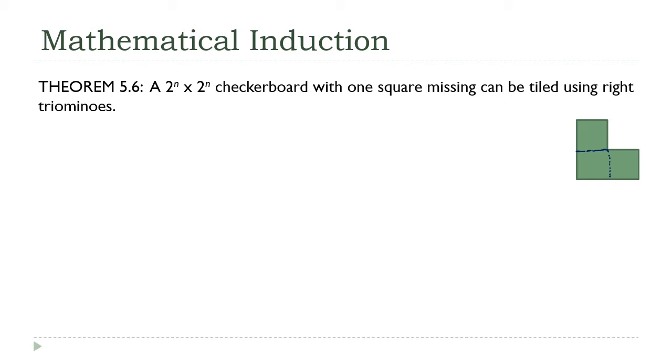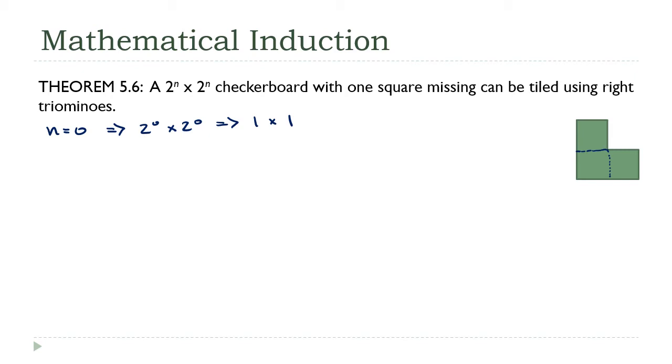Well, we have to look at our base case. So our base case would be n equals 0. If we do that, what's the size of our checkerboard? Well, it's 2^0 by 2^0, which is 1 by 1. Okay, well that's a single square. And if we take away a single square, then there's nothing left. So can we cover this with triominoes?